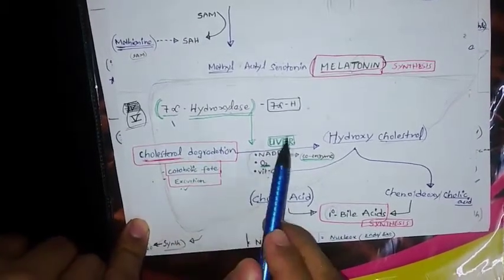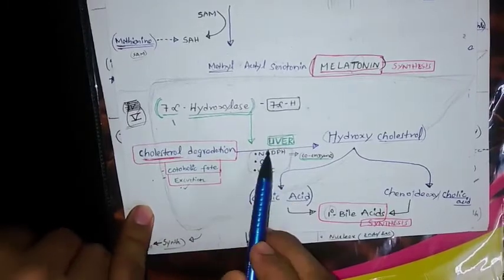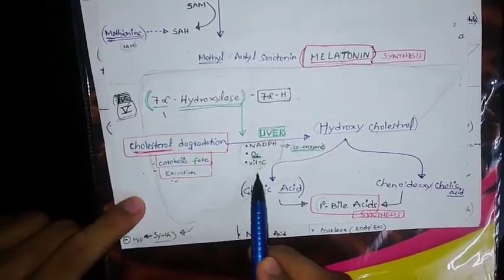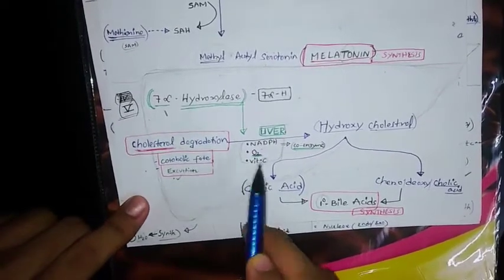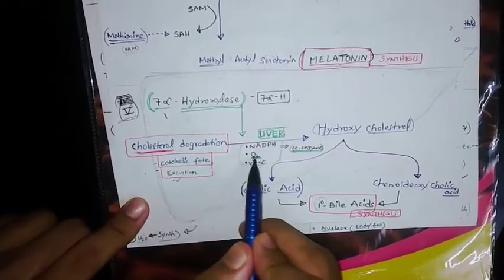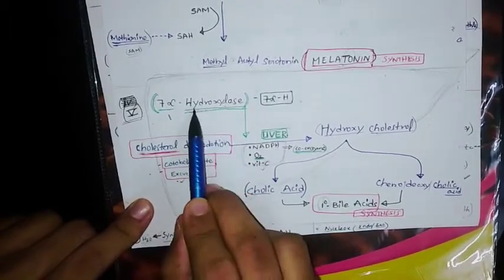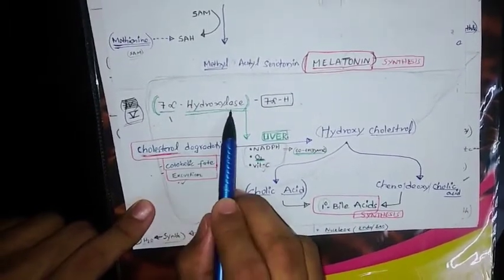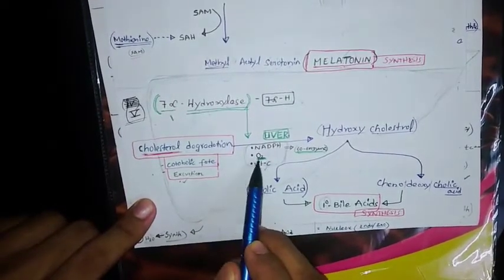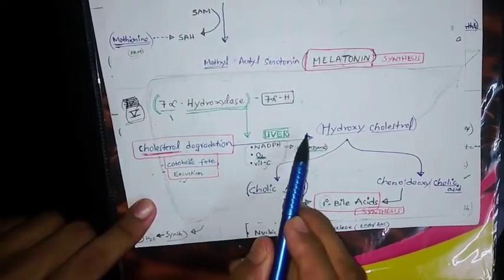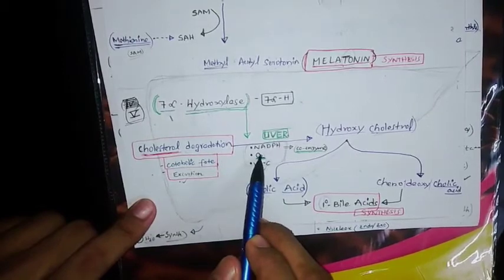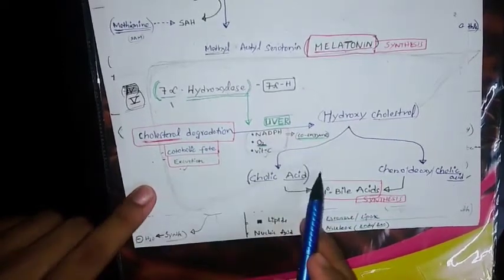In that reaction, 7-alpha hydroxylase is useful. The coenzymes are NADPH, O2 and vitamin C. You can remember it later, but the main point is the green color here. It is related to the enzyme hydroxylase. What is the meaning of hydroxylase? Hydroxylase comes under monooxygenase, so oxygen is added. Okay, here oxygen is added. Coenzyme.